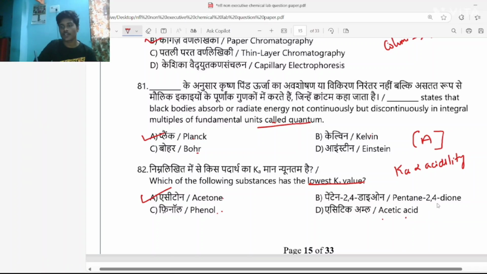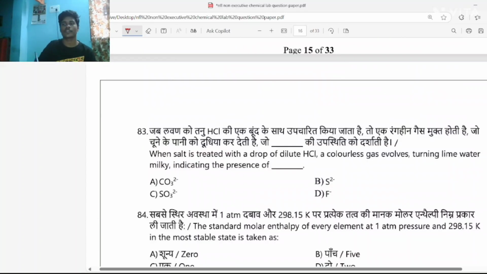Next question. When salt is treated with a drop of dilute HCl, a colorless gas evolves, right? Okay. Turning lime water milky, indicating the presence of. We have already discussed this question earlier. Answer is option A, carbonate ion presence, and the gas released is what? CO2, which turns lime water milky.